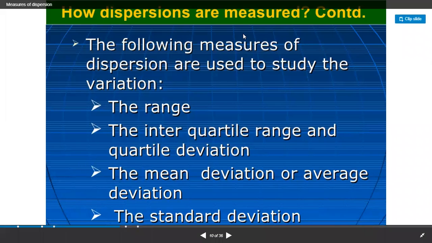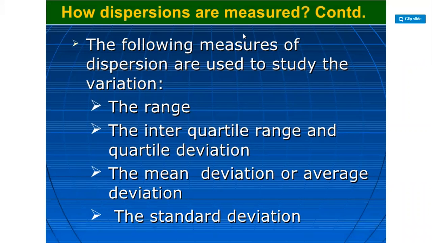So let us discuss the measures of dispersion. How is dispersion measured? The following measures of dispersion are used to study the variation: the range, the coefficient of range, interquartile range and the quartile deviation, the mean deviation or average deviation, and standard deviation.